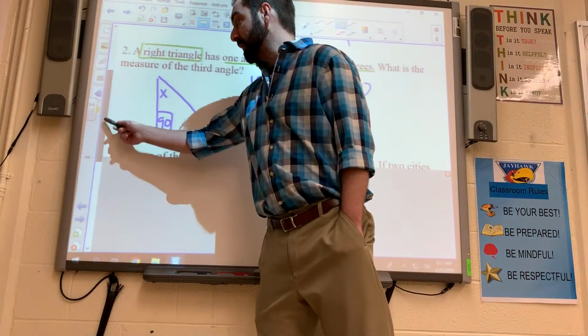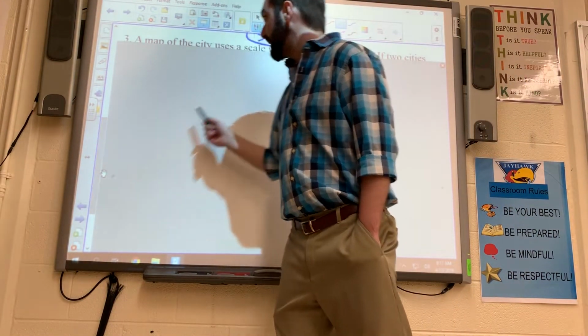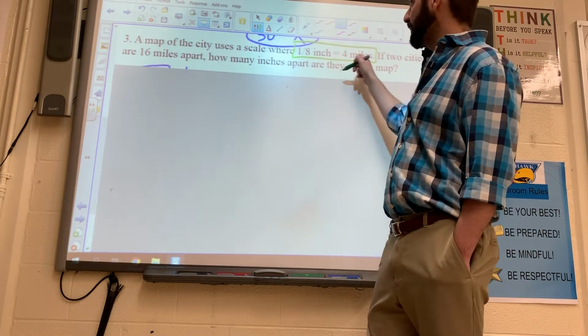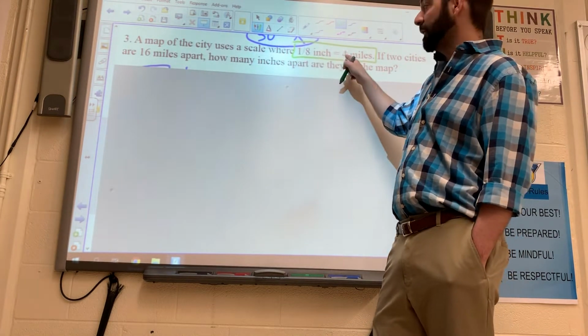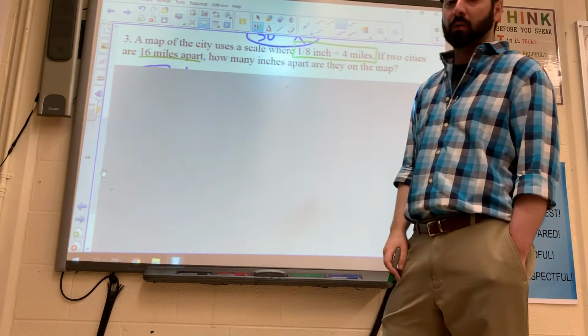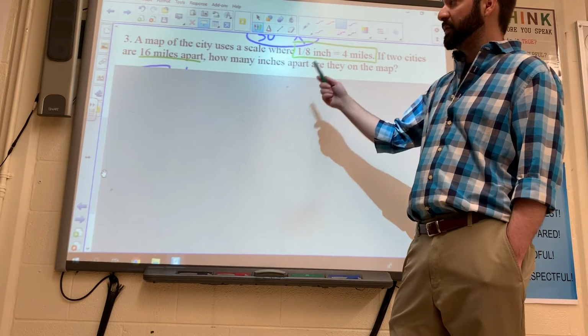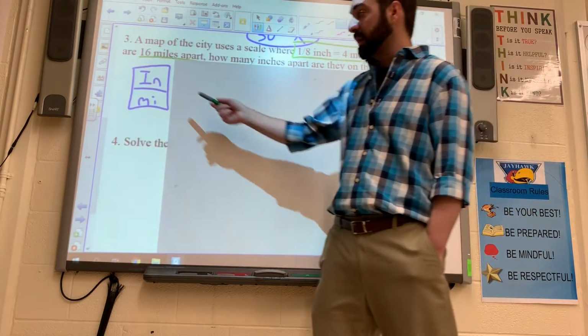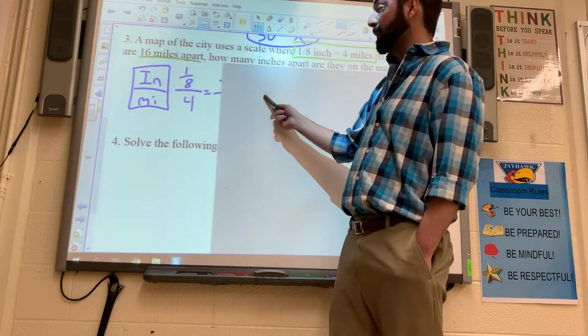Number 3, another ticket problem using scale factor this time. They gave us the scale in the beginning of the problem, inches compared to miles. 1/8 inch is really 4 miles in the real world. And we want to see on the map how far apart would 2 cities be that were 16 miles apart.